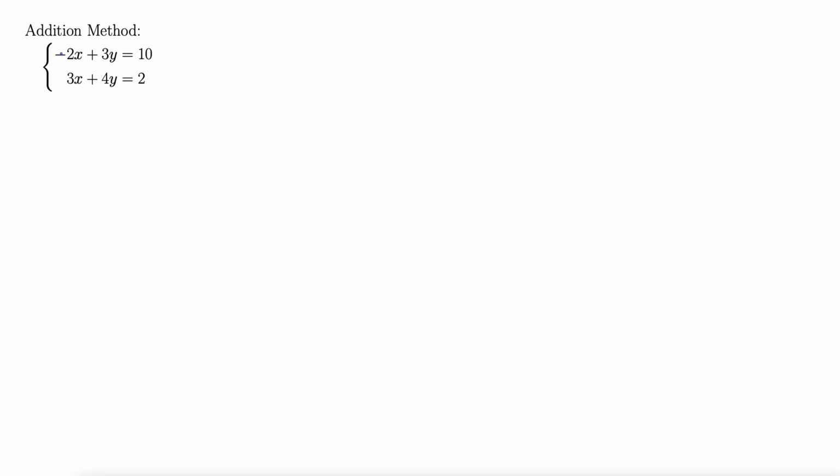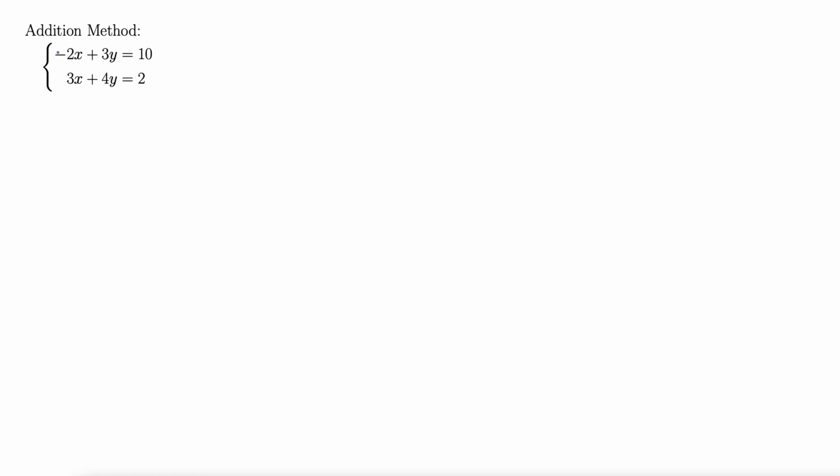We can choose either the x's or the y's here to eliminate. I think I'm going to go with the x's because we already have this negative here, though feel free to do the y's. It's up to you. Well, they're not close right now. We have a 2 and a 3, so it looks like we're going to have to multiply both the top and the bottom.